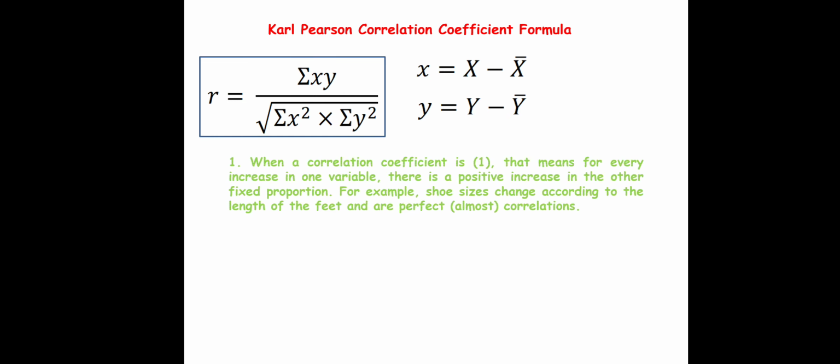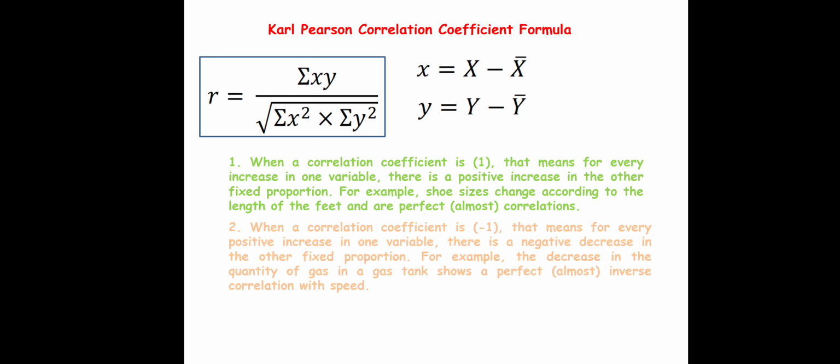You will get to know all these things with the help of an example problem that we will solve. Now, whenever the correlation coefficient is 1, that is plus 1, that means for every increase in one variable there is a positive increase in the other in fixed proportion. So when one variable increases, the other variable also increases, or if one variable decreases, the other one also decreases. For example, shoe size changes according to the length of the feet, and it is almost a perfect correlation. As the size of your foot increases, the shoe size also increases, so that is a positive correlation.